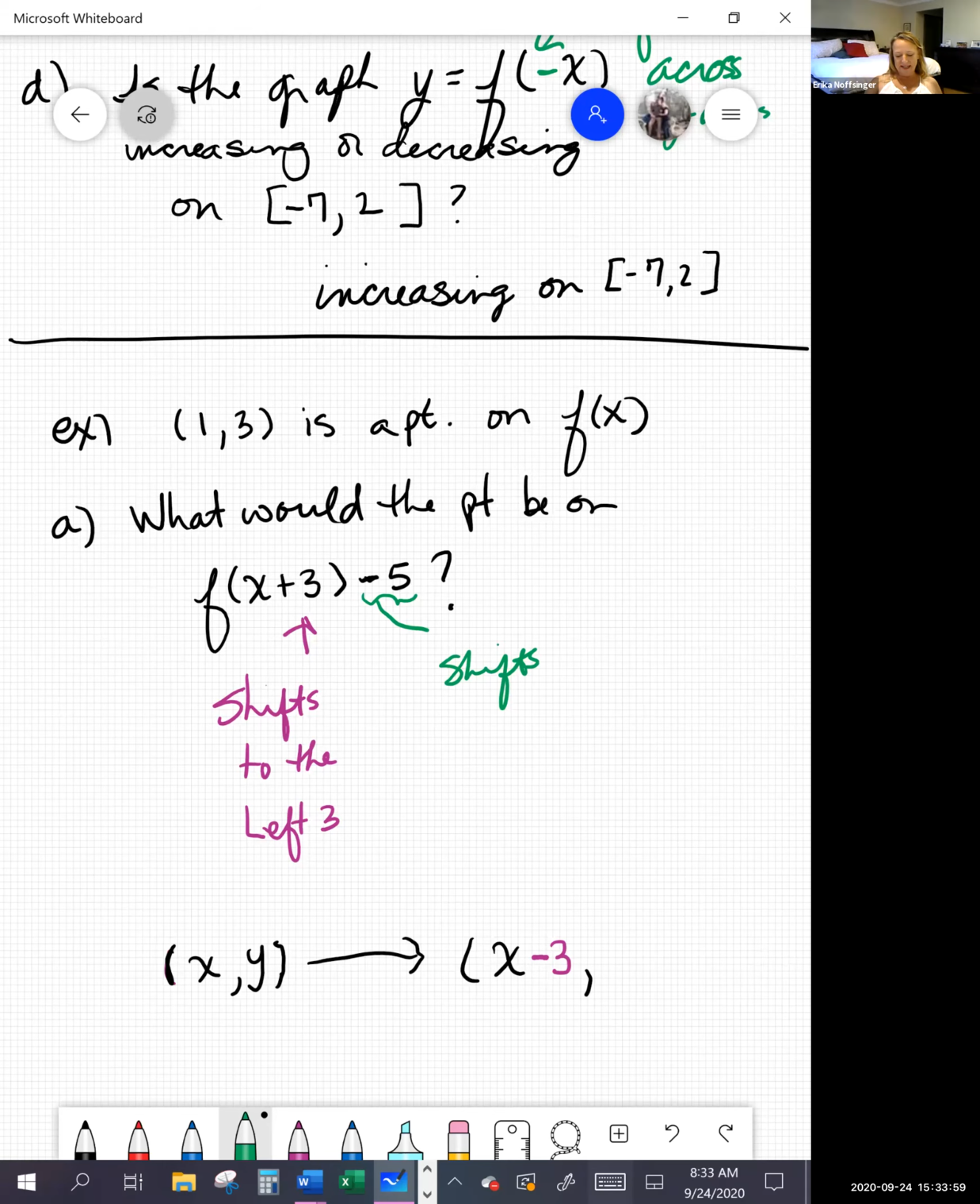Same idea. Actually, if it's outside, it's the same direction. So if it's minus, it's going to go down. So this will be down 5. Think of f of x as your y value, and your y value is then subtracting 5 from it. So it's down 5. So it would be y minus 5.